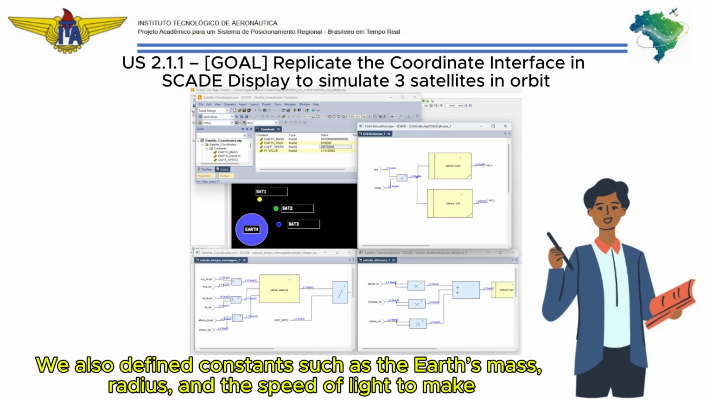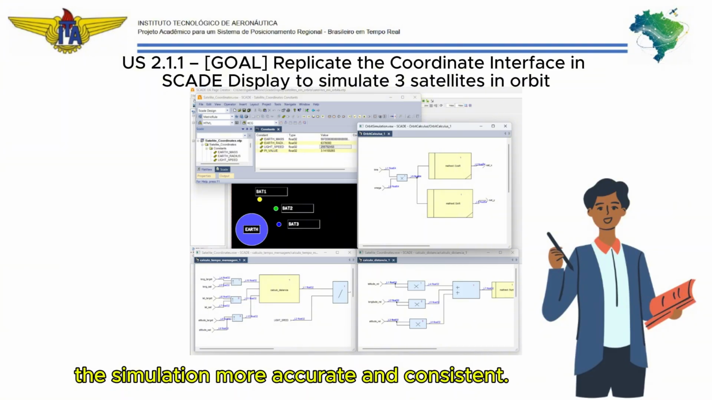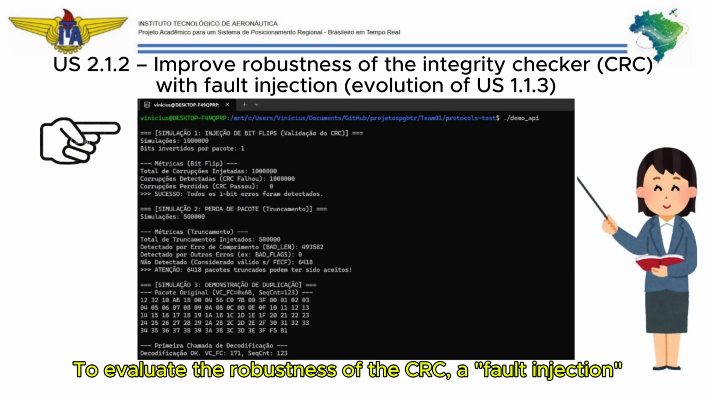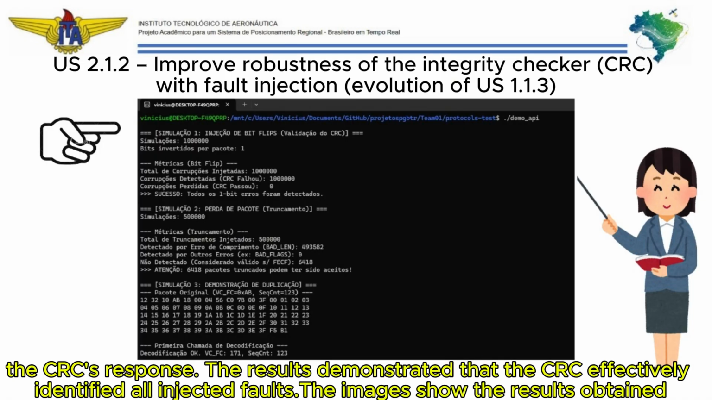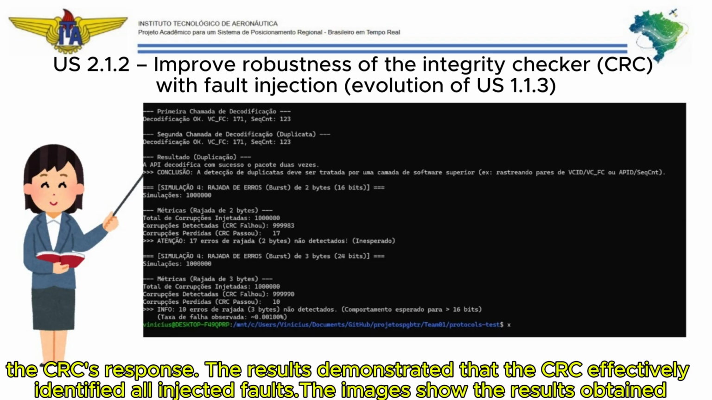We also define constants such as the Earth's mass, radius, and the speed of light to make the simulation more accurate and consistent. To evaluate the robustness of the CRC, a fault injection technique was employed to simulate potential errors and assess the CRC's response. The results demonstrated that the CRC effectively identified all injected faults. The images show the results obtained.